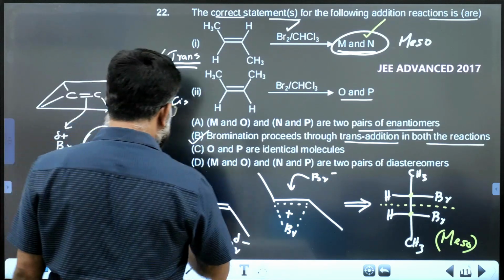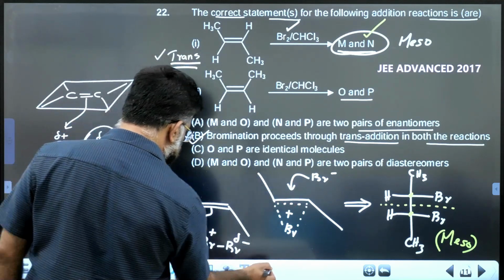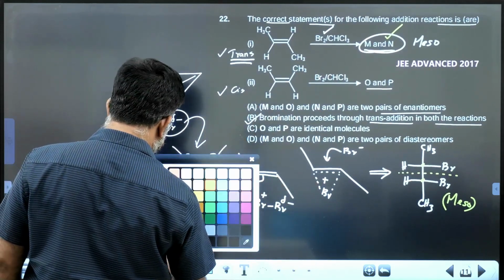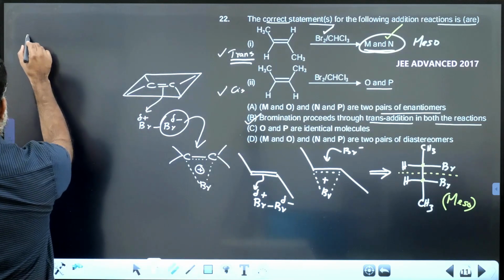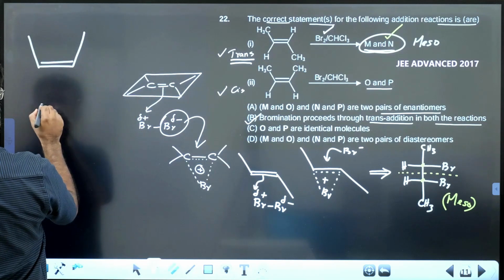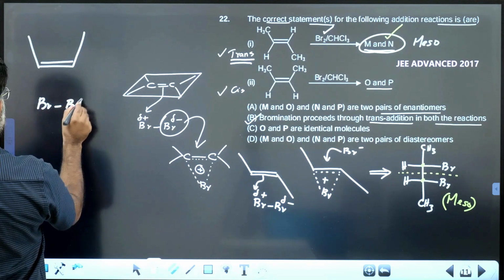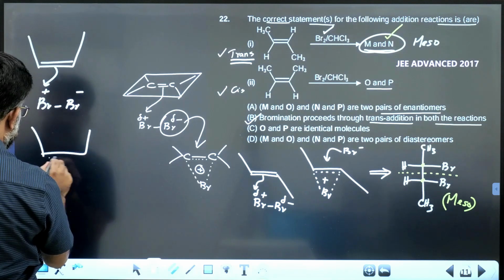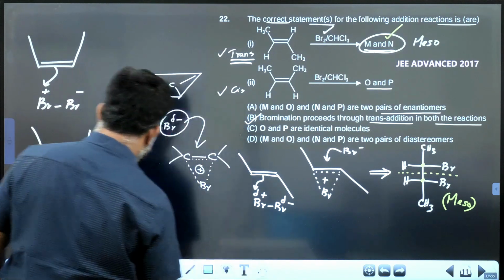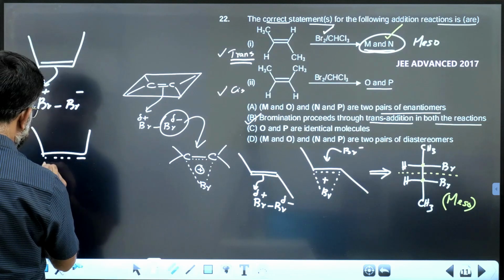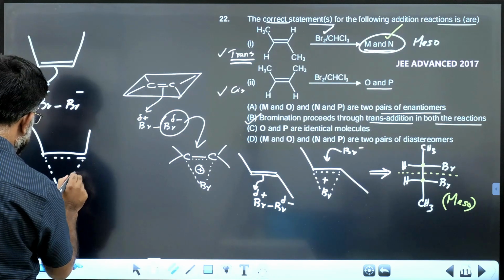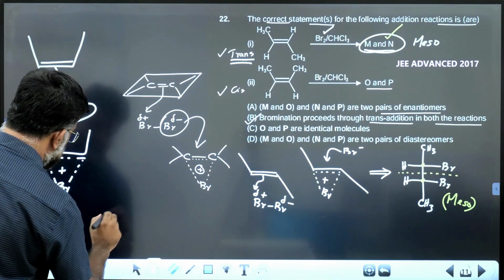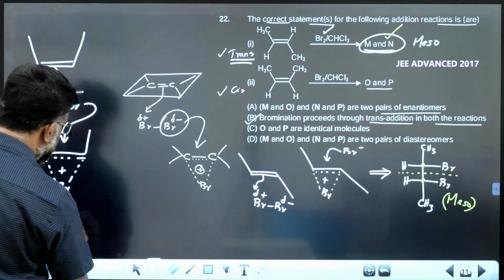So that's about the first reaction. What about the second reaction? We have a cis molecule undergoing anti-addition. There will again be bromination, Br minus and Br plus attacking here. You get a cyclic halonium ion, a cyclic bromonium ion, and now Br minus attacks from the other side. You will get a racemic mixture.